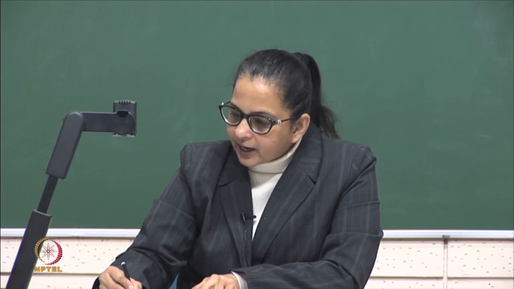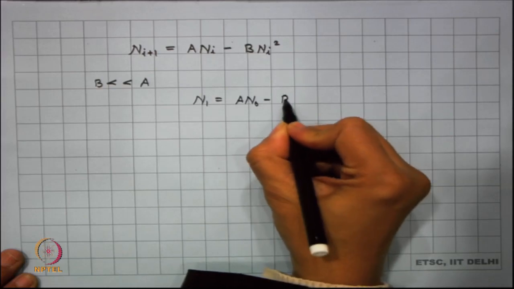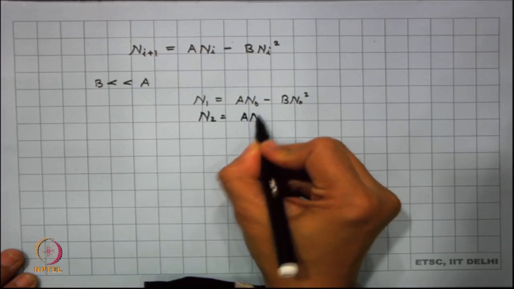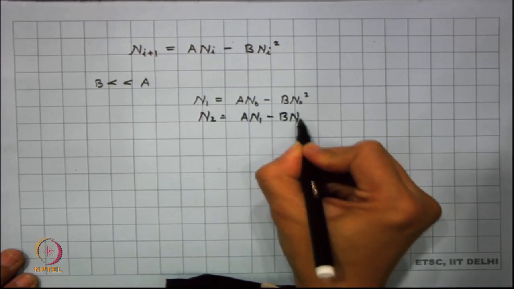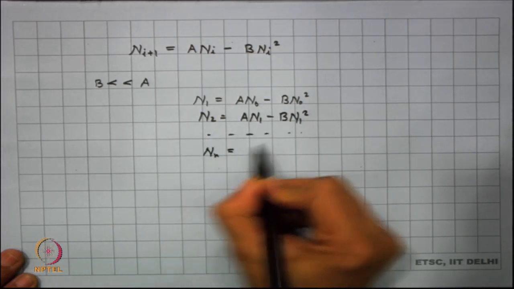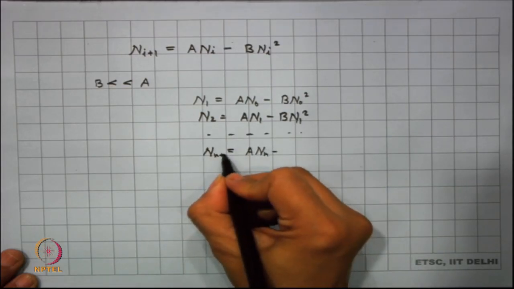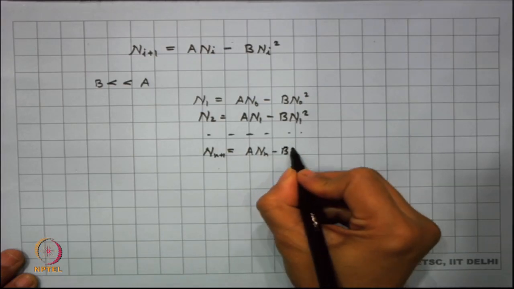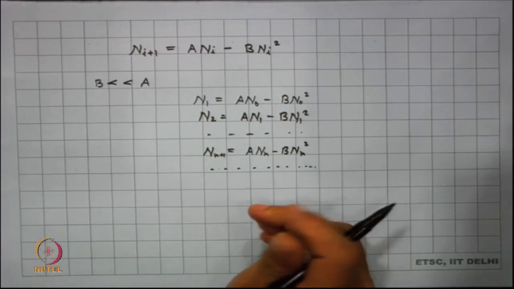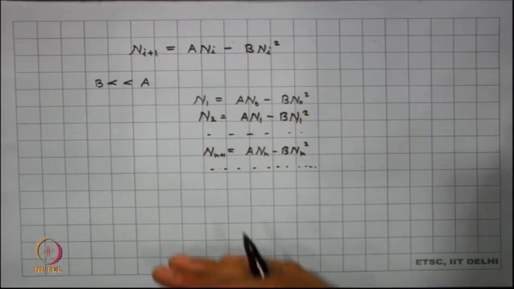So, we observe here that I can write N1 equal to A times N0 minus B times N0 square. N2 can be written as A times N1 minus B times N1 square, and so on. At the nth stage I can write Nn plus 1 equal to A times Nn minus B times Nn square, and so on. So, you can look into the corresponding population in this particular manner.